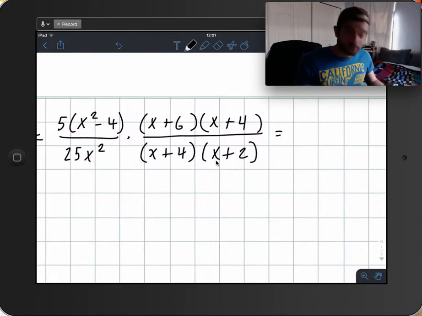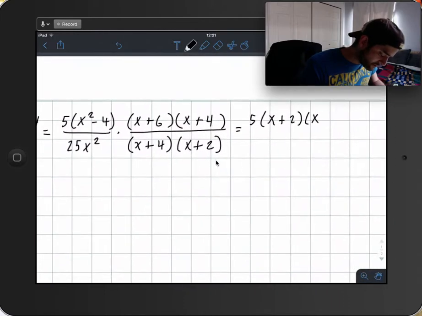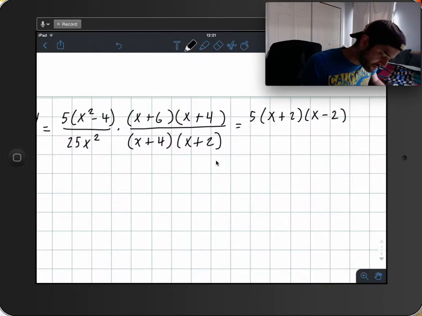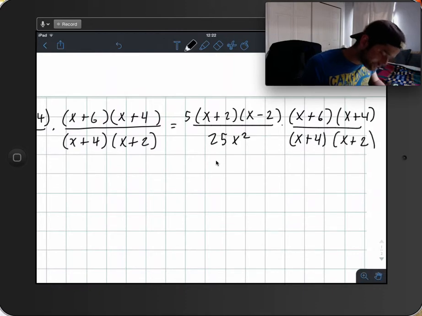Now x squared minus 4, since that's a difference of two squares, we have 5 times (x plus 2)(x minus 2) over 25x squared, times (x plus 6)(x plus 4) divided by (x plus 4)(x plus 2).